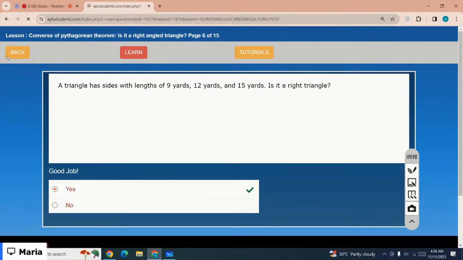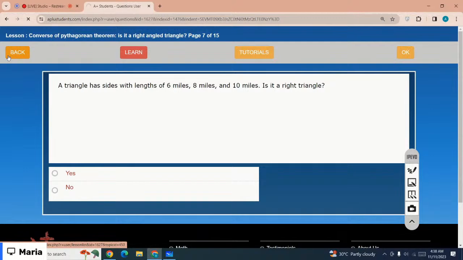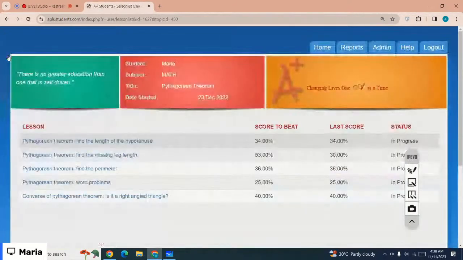Okay, you can complete the lesson by yourself later today. So we were working on grade 8 math. The chapter we're working on is Pythagorean theorem. The lessons we have covered today are Pythagorean theorem, find the length of the hypotenuse. Then you have Pythagorean, find the missing leg length. Pythagorean, find the perimeter. Word problems you have to do on your own. And converse of Pythagorean theorem, is it a right angle triangle?